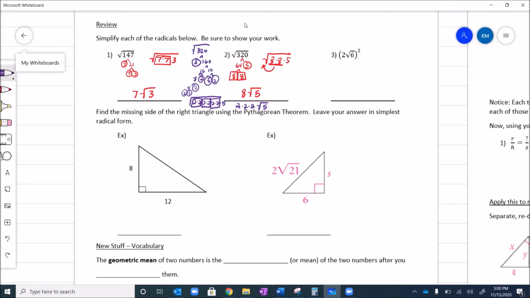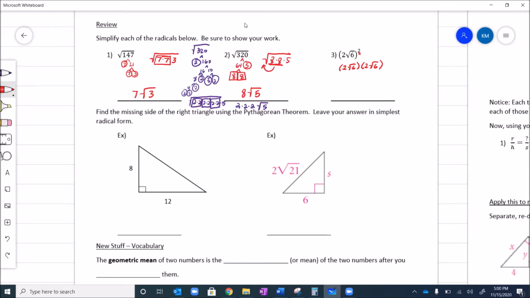All right, and then finally we have number 3, 2 radical 6 squared. Very important that we don't try to jump to finding a shortcut. Squared just means multiplied by itself. So I always advise that you say, okay, that means I'm going to multiply 2 radical 6 times 2 radical 6. Remember, for our radicals, we have a couple operation rules, and one of those is that for multiplication, you multiply outside numbers together, and you multiply inside numbers together.